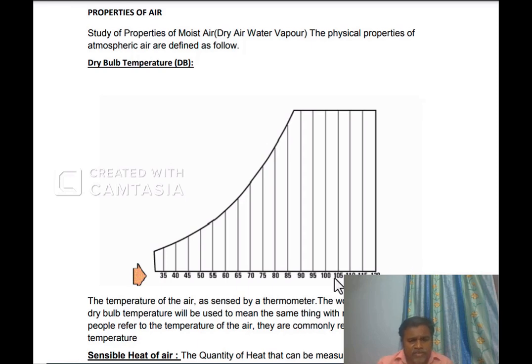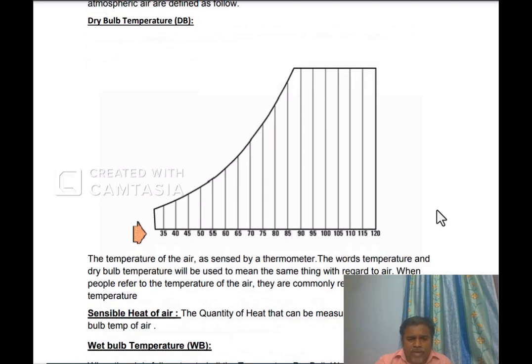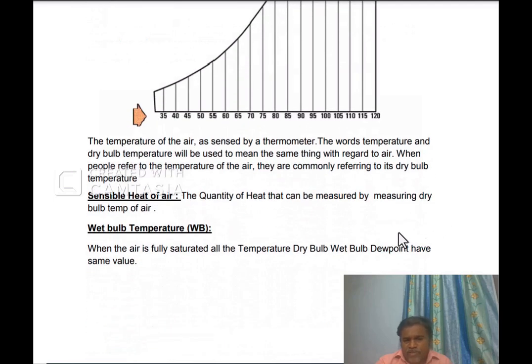In these lines you can see the vertical lines 35, 40, 50, 60, like that it is increasing. As you go down, the temperature increases. These lines are a formation of various intervals of measurements we have taken. Similarly, you can understand the sensible heat of air, the quantity of heat that can be measured by a dry bulb. This is also another way of expressing dry bulb.